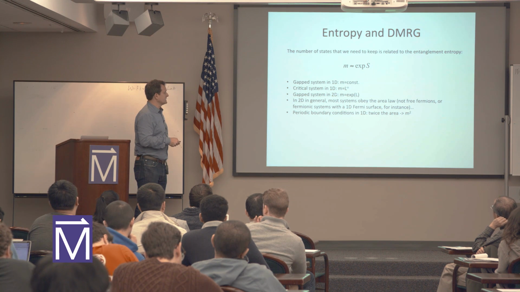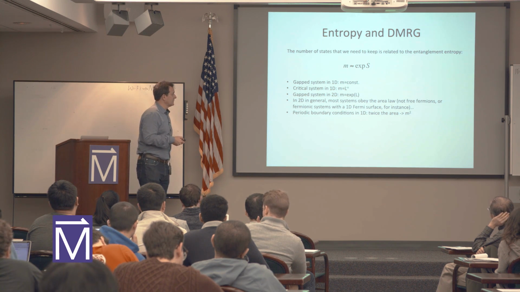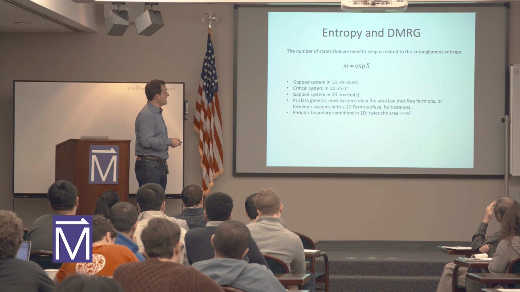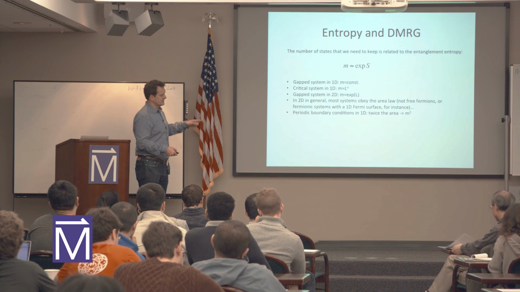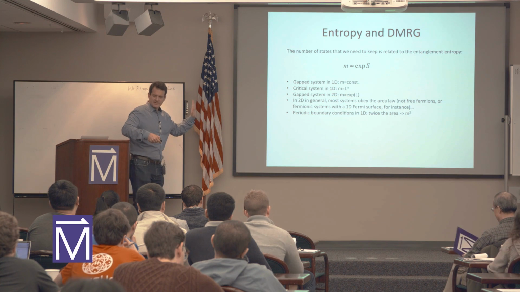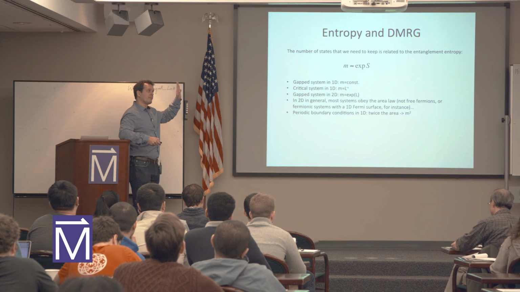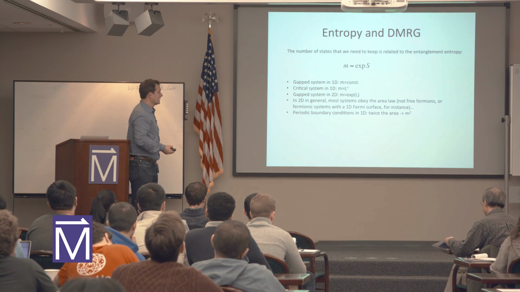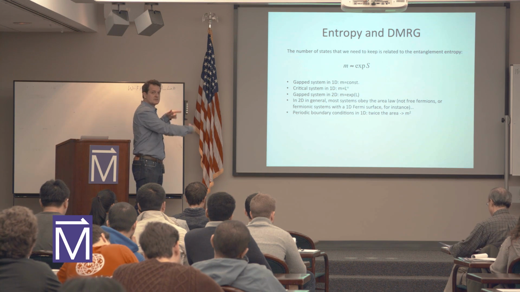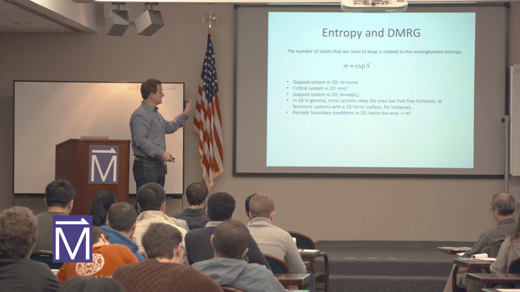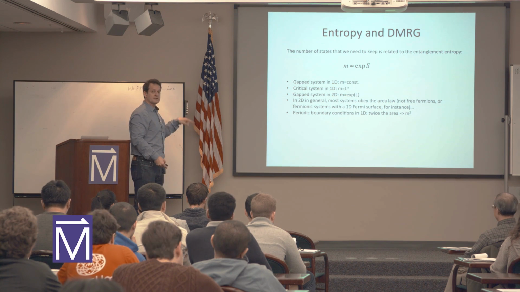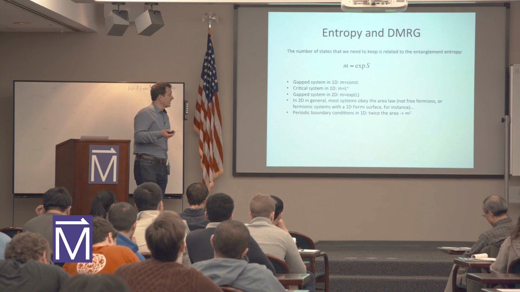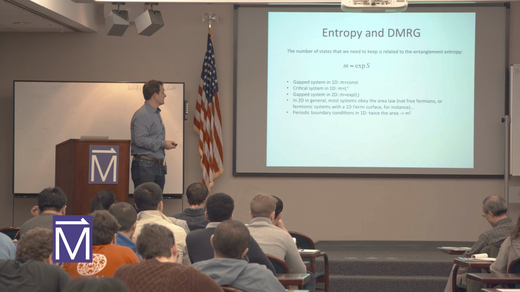For gapped systems in 2 dimensions, again, it goes as the exponential of L, where L now is going to be the length of the cut, the boundary between the left block and the right block, right? So imagine a cylinder in 2 dimensions. We cut it in half. So this L now is the length of the circumference. And in general, in 2 dimensions, most systems obey the area law, except for free fermions.